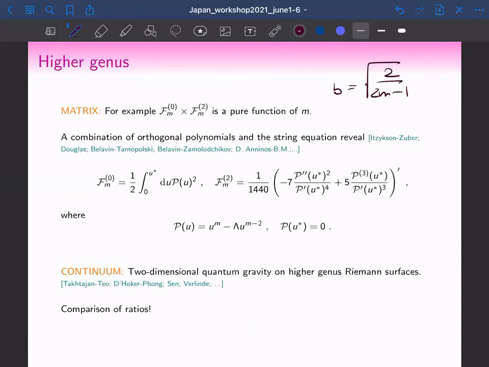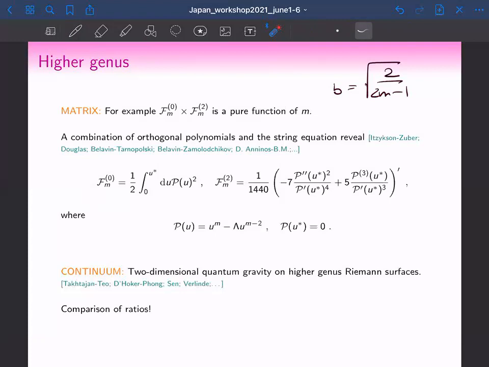So we basically have this infinite product. If we then want to calculate the free energy of the matrix integral on a genus 0 surface and then a genus 2 surface, on genus 0 we can do the saddle point. On higher genus, we have to use other techniques, for example orthogonal polynomials or the string equation. What one finds is that the free energy on genus 0 is the following object, and on genus 2 it's this object over here. And then we can study the ratios of F0 and F2. So this is basically what we are doing in the matrix integral.